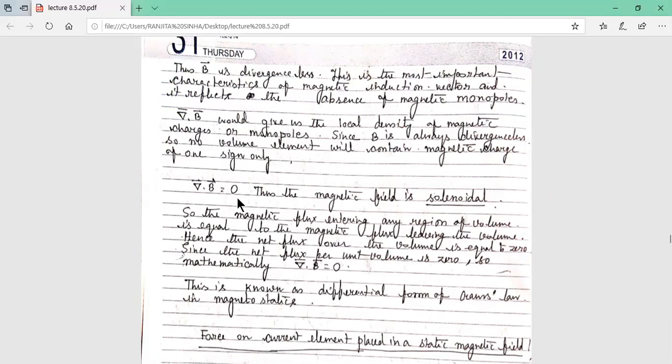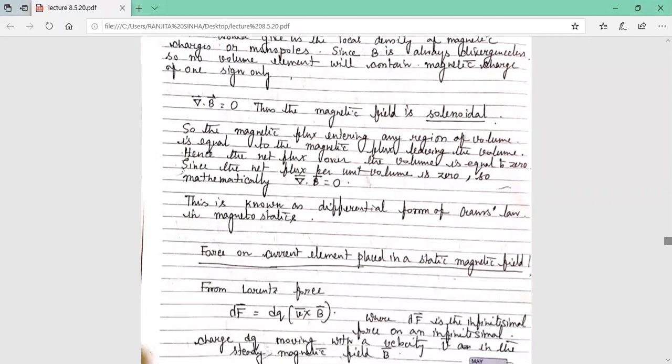Divergence of B equal to 0, thus the magnetic field is solenoidal. So it may be given: prove the magnetic field is solenoidal in nature. That is, you have to prove divergence of B equal to 0. The magnetic flux entering any region of volume is equal to the magnetic flux leaving the volume. Hence, the net flux over the volume is equal to 0. Since the net flux per unit volume is 0, mathematically we can write divergence of B equal to 0. This is known as the differential form of Gauss law in magnetostatics.